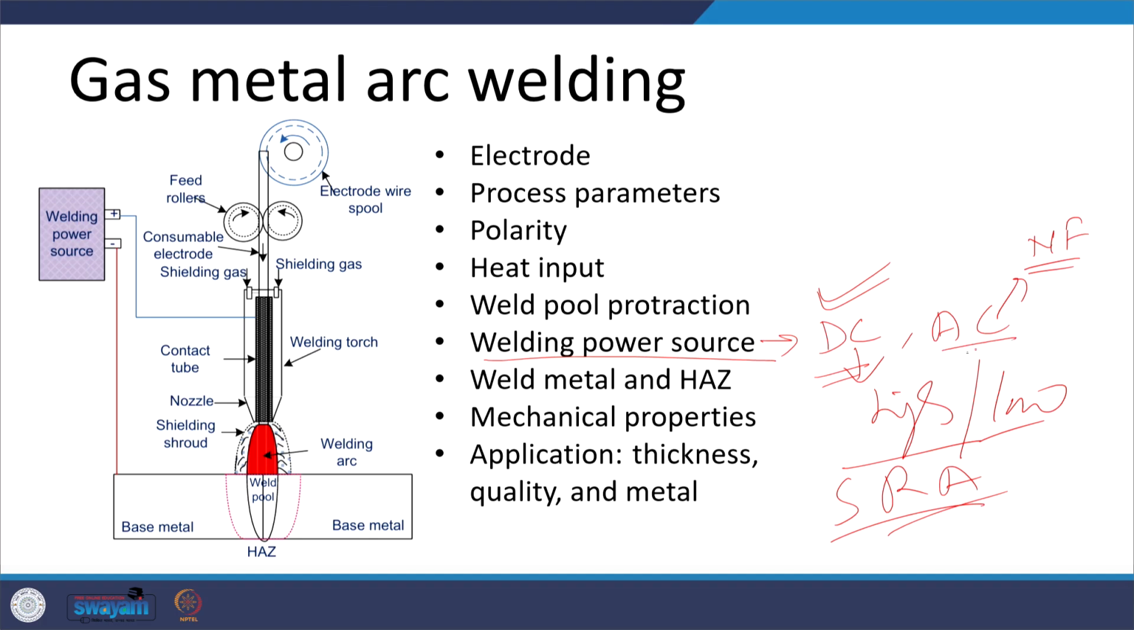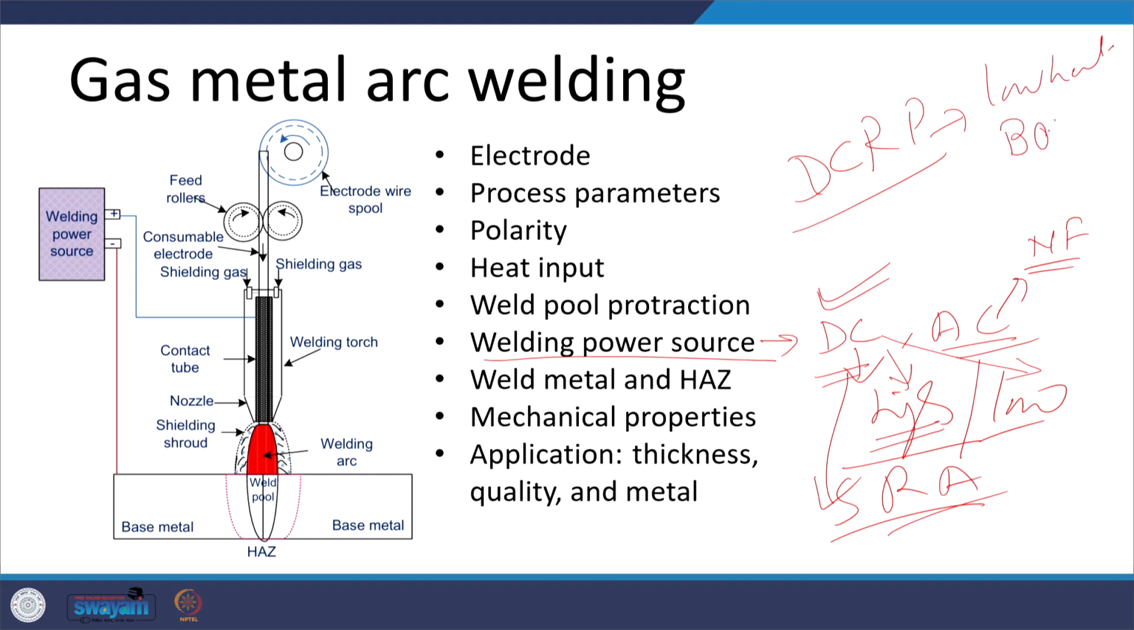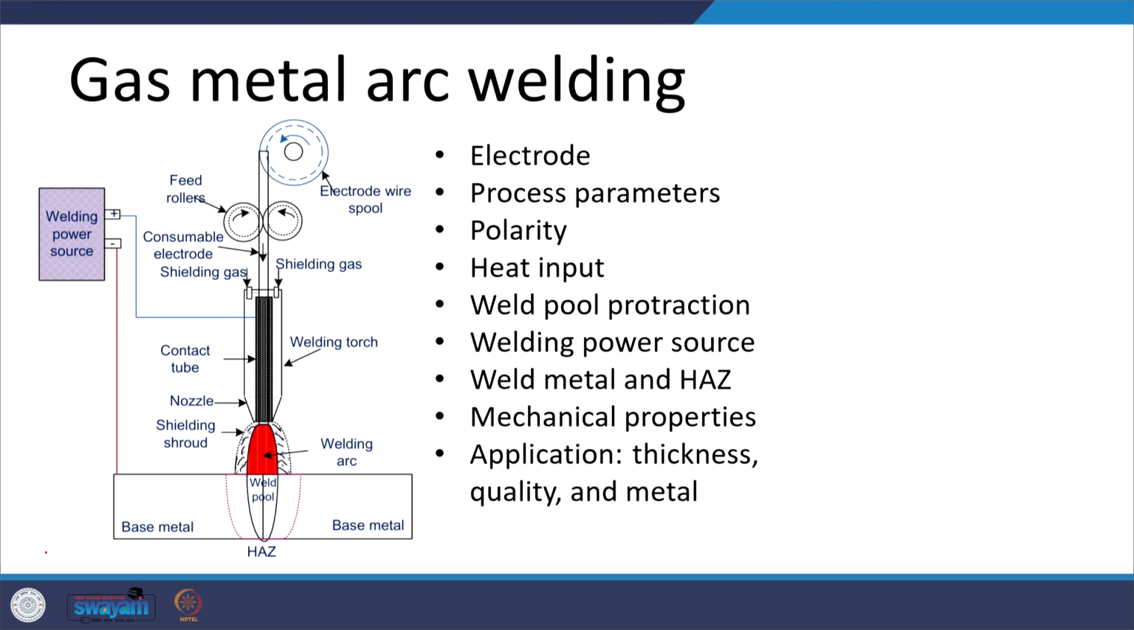AC is preferred for the non-ferrous, DC is preferred for regulating arc, and DC RP is also preferred for higher heat input on the base metal side, and DC SP is preferred for lower heat on the base metal side. So, this is the kind of combination. When we want a specific control over the heat input, then we also use the suitable type of the polarity.